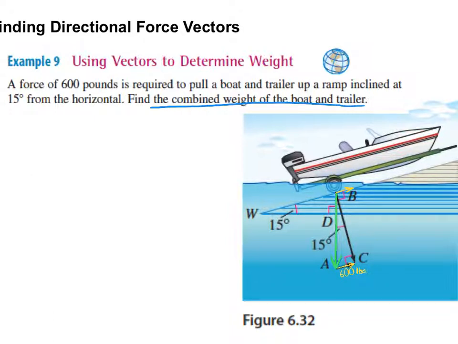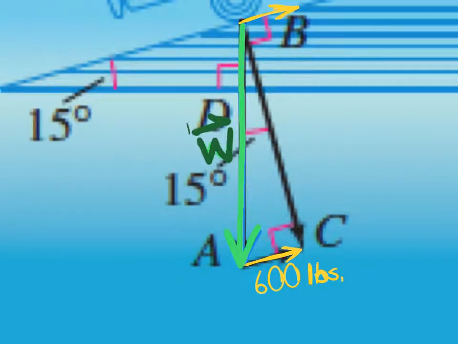Okay? Now, in this case, we actually don't have to write it in a component form because we can simply use some right triangle trig. All right? I'm going to call this vector W for weight. Okay? Vector W for weight. And what I want really in this problem is to find the magnitude of the weight. Okay? So that 600 pounds is the magnitude of the vector pulling the boat up the ramp. We want the magnitude of the weight. So all we have to do is get our 15-degree angle in the correct position. And that's where some geometry comes into play.